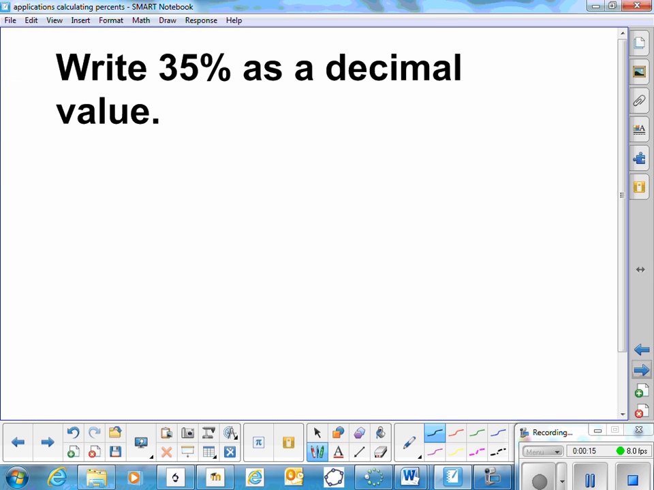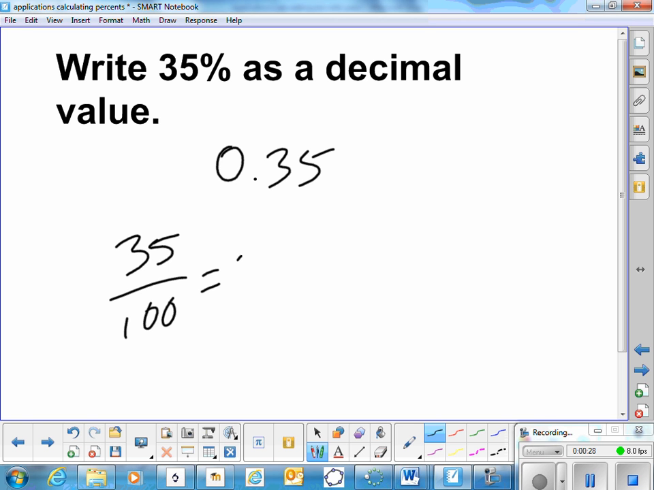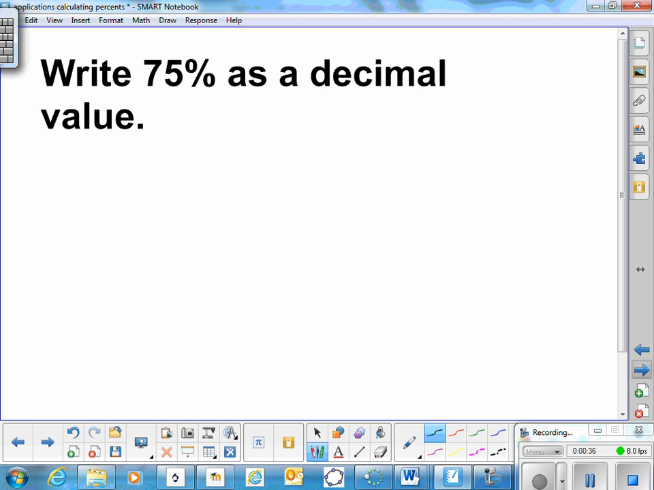35% would be written as 0.35. Well, percent means per hundred, so 35 out of 100, that's how we get that 0.35. 35 divided by 100 is the 0.35. So 75% would be 0.75.